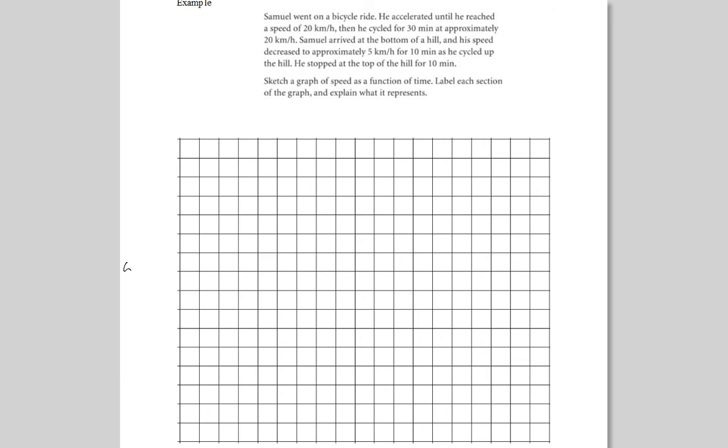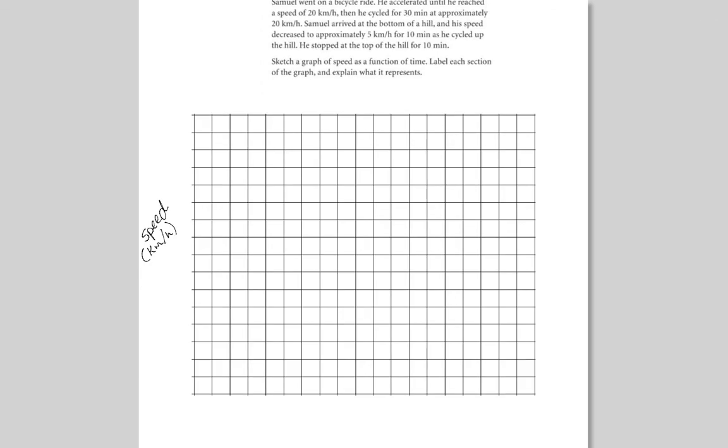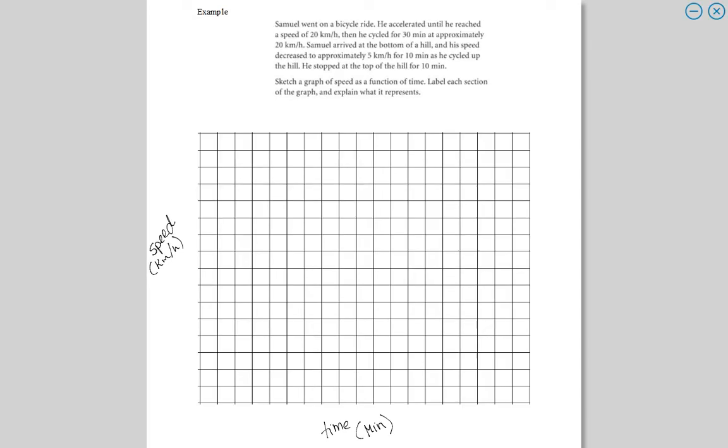What are we putting vertically? Speed. And the unit for speed will be kilometers per hour. And what are we going to put horizontally? Time. And that unit will be, I wonder if minutes would be easier, because they're giving us this stuff in minutes.